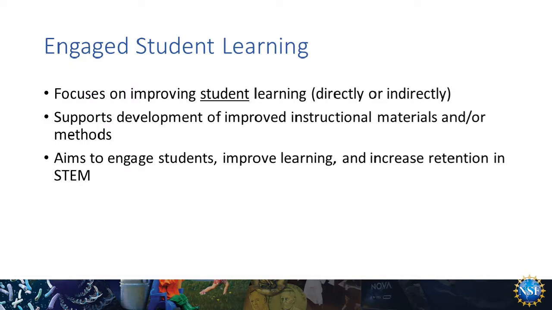So as I mentioned, the Engaged Student Learning track really focuses on improving student learning. And this can either be a direct impact on the students through some sort of educational intervention, like an intelligent tutor or a virtual tutoring system, or more indirectly through things like faculty professional development, faculty training, or adopting curricular reforms to help student learning. This track also supports development of improved instructional materials or methods that will impinge directly on the students and aims to engage the students to improve their learning and ultimately to increase retention and performance in STEM.